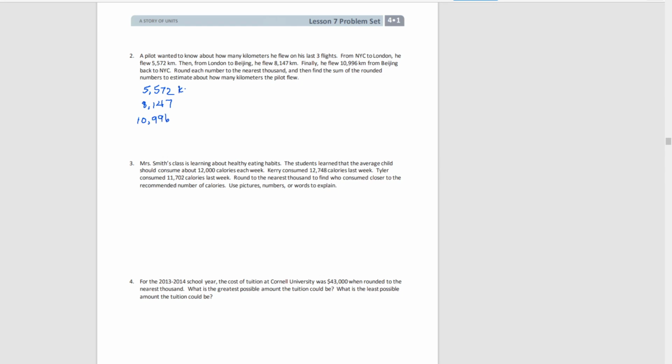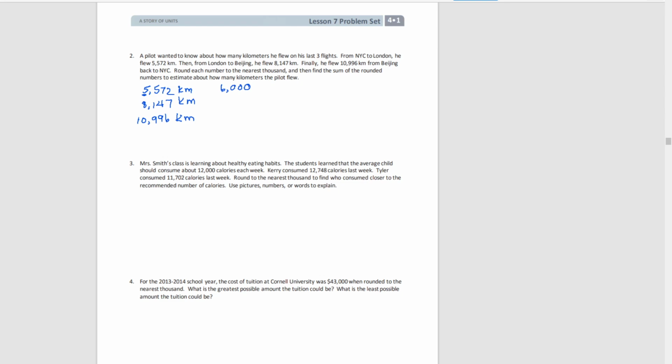These are all kilometers. Now, if you want to draw the vertical number line for each one of these, you can, or you can think about in your head whether it's closest to the lower or the higher thousand, because we're rounding to the nearest thousand. So here we have 5,000. The next higher would be 6,000. Halfway between 5,000 and 6,000 would be 5,500. This is a little larger than that, so we would round to 6,000.